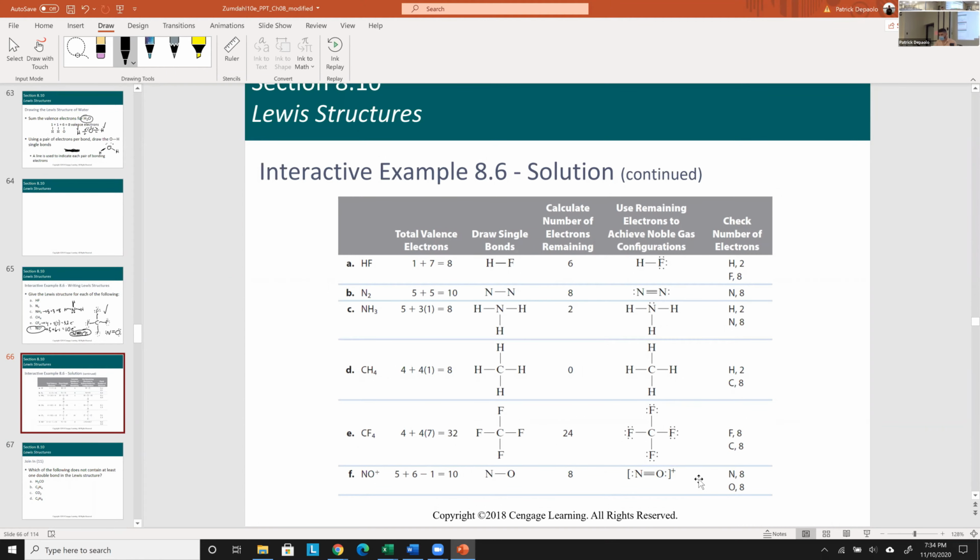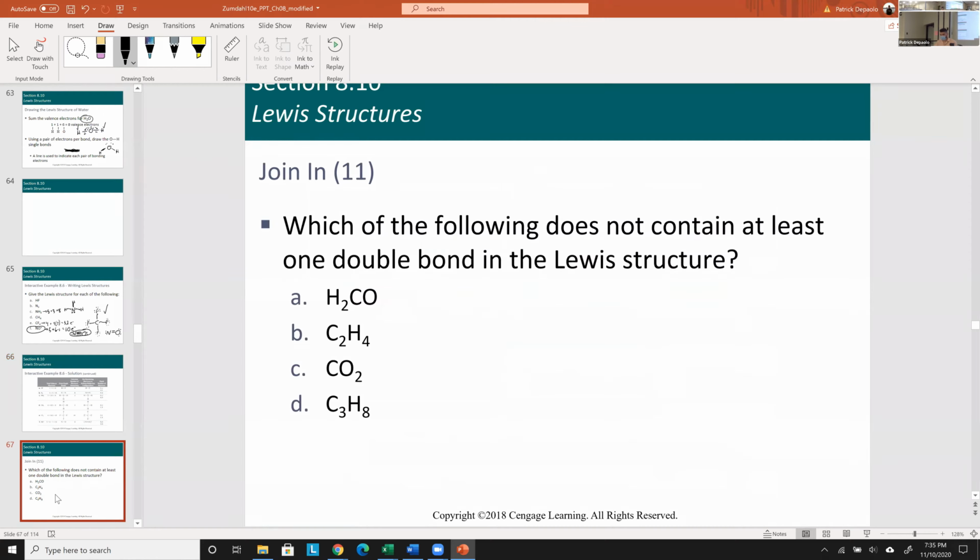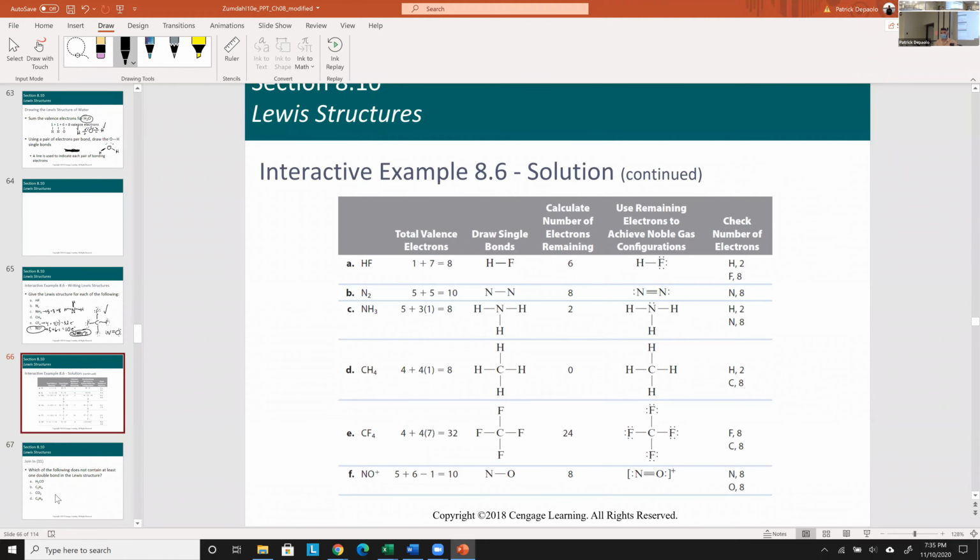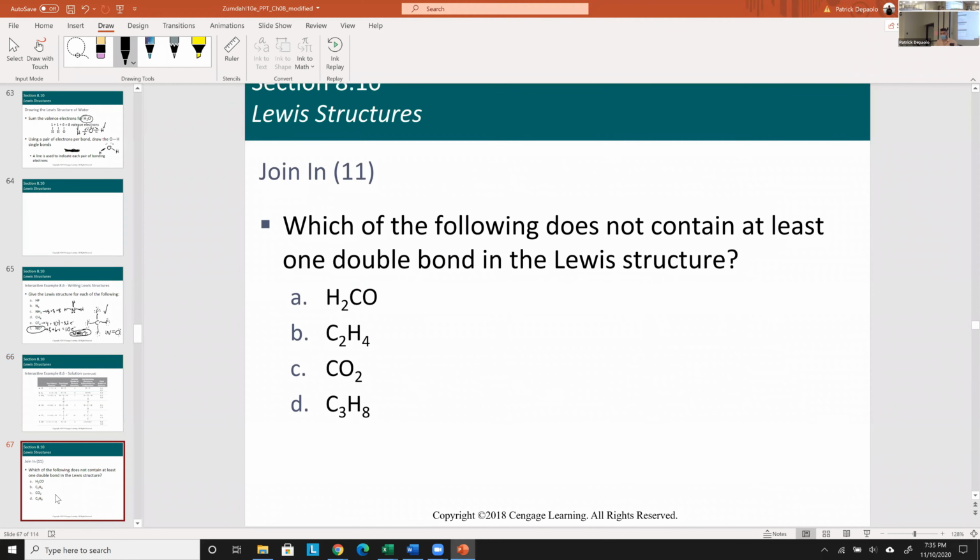So here are the answers. You see the NO plus has 10 total electrons. Nitrogen is bound to the oxygen, and you want both of them to satisfy the octet rule. That's the ultimate goal, and you end up with that. So sometimes you have to force it, and sometimes you're not going to have everything be happy. Some things exceed the octet rule, and some things don't even get to the octet rule. But we'll talk about that soon.